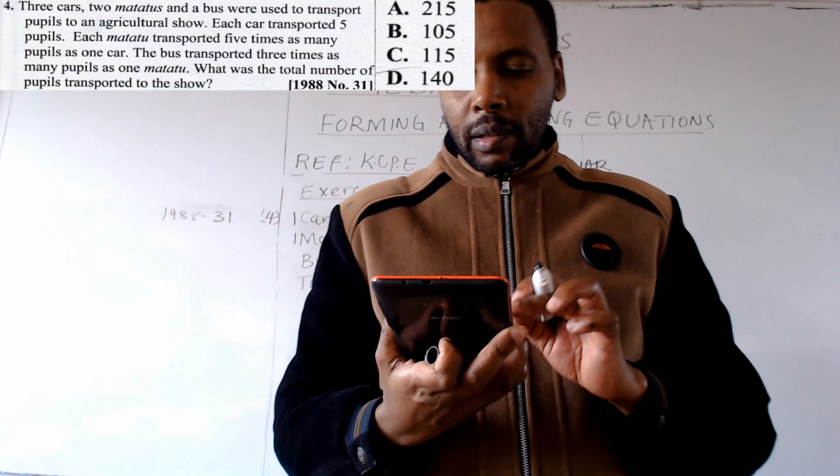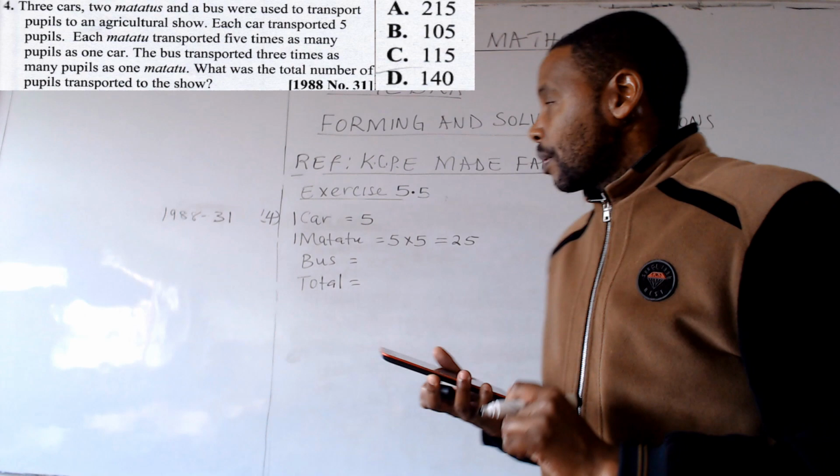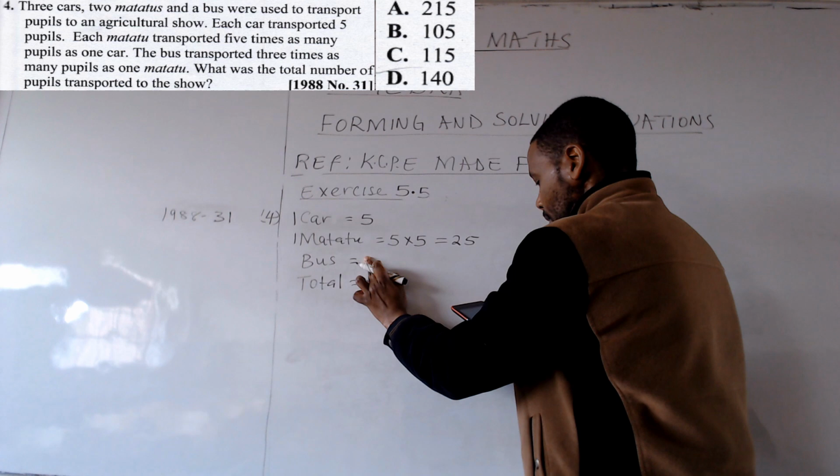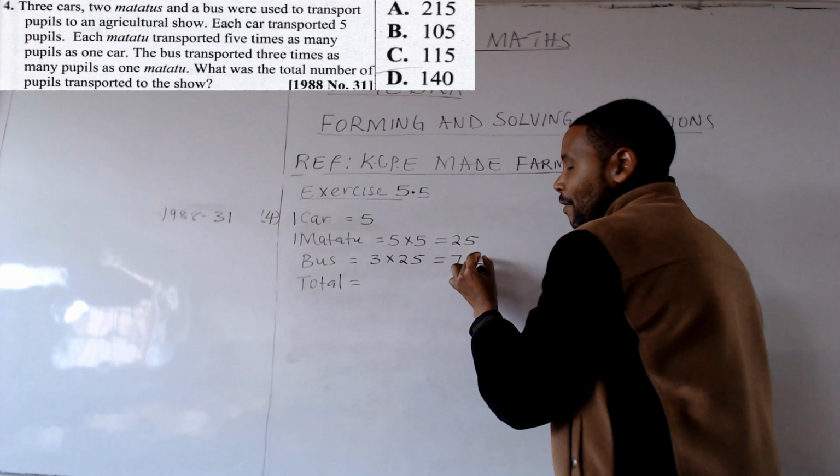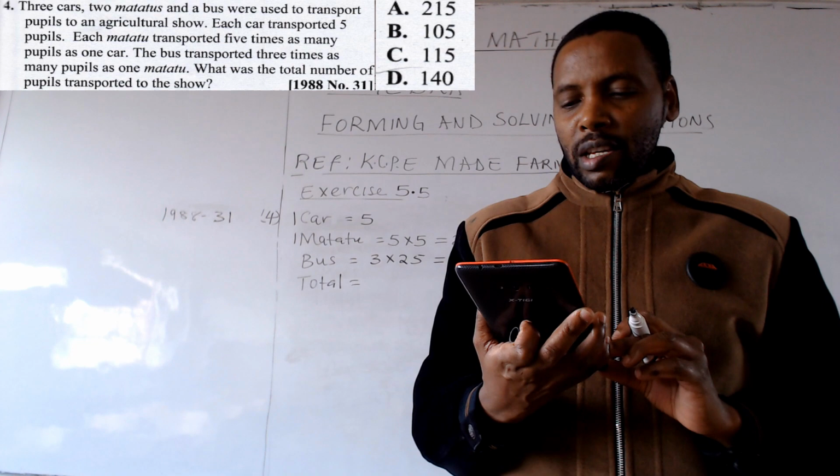Then the bus transported 3 times as many pupils as one matatu. The bus transported 3 times as many as the matatu. So 3 times the value of matatu. So each bus was carrying 75. Then the question is, what was the total number of pupils transported to the show?